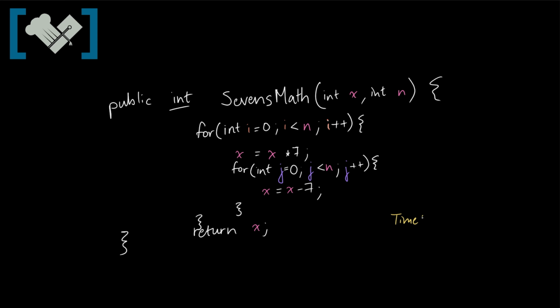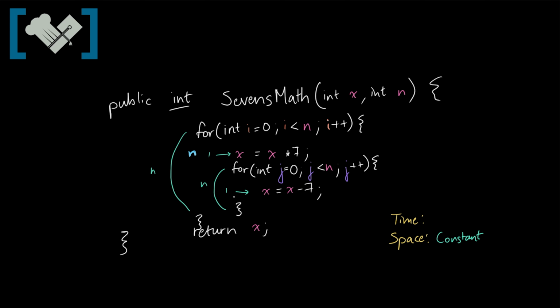What about this one? What does this mean in terms of time and space? Space is constant just like before. We have 2 variables. For time, we run only 2 statements, x equals x times 7 and x equals x minus 7. However, these statements run in loops n times. The first statement runs exactly n times.